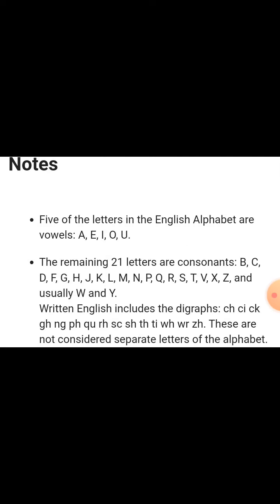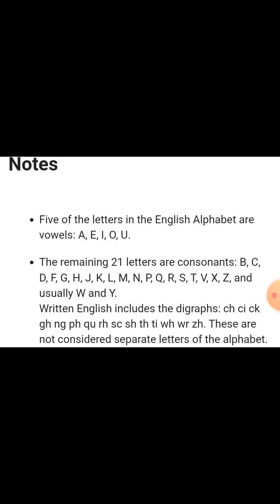Notes. Five letters of the English alphabet are vowels: A, E, I, O, U. The remaining letters are consonants: B, C, D, F, G, H, J, K, L, M, N, P, Q, R, S, T, V, X, Z.